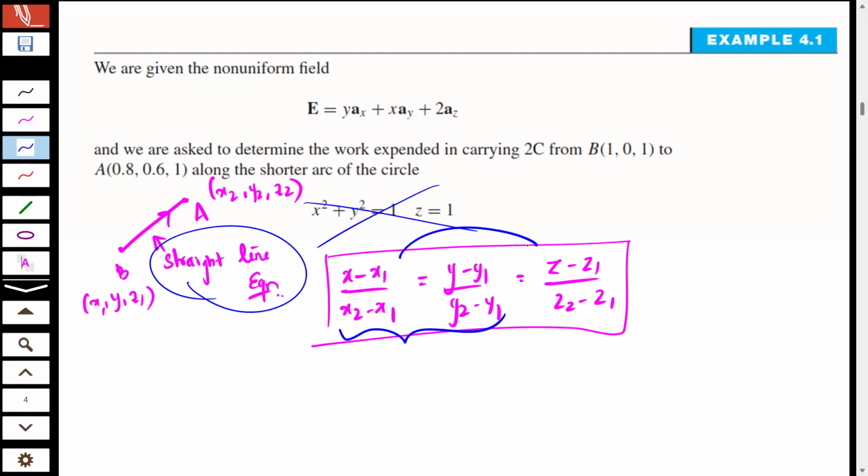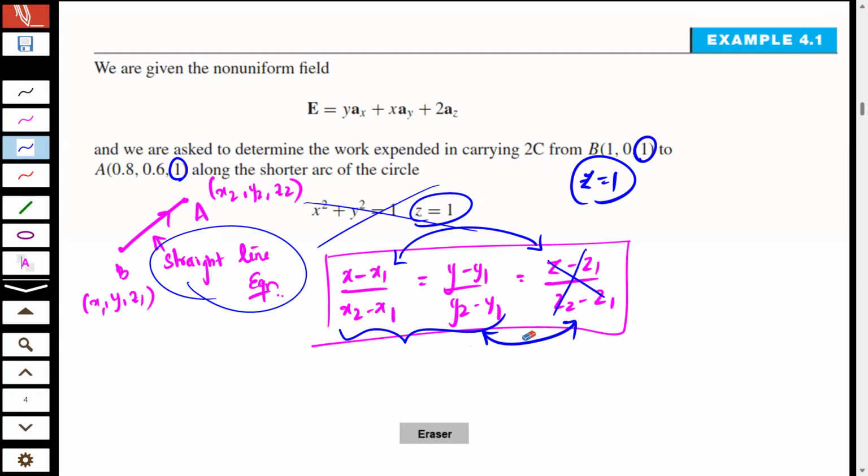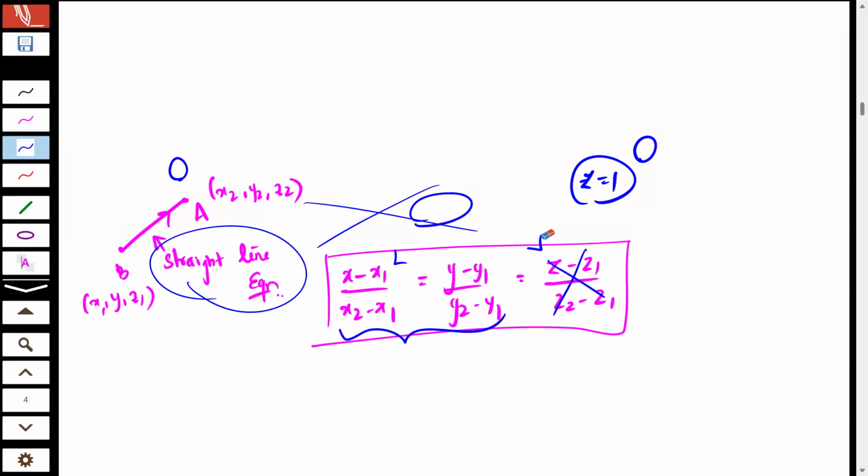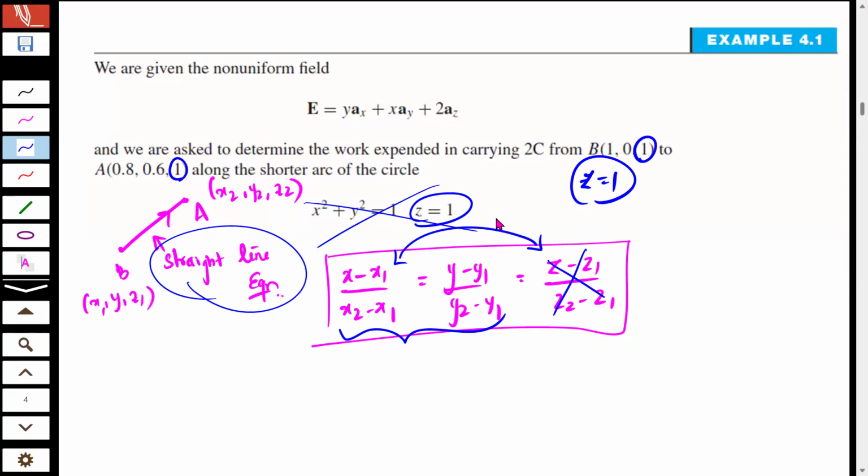I can make use of these two to get the relation between x and z. I can make use of these two to get the relation between y and z. So let us do the x and y relation first, because here z is 1, because you can consider the coordinates of B and A both have z value 1. So in that case, z is constant, so we can ignore this. We can make use of only these two relations for x and y and compute the equation of the straight line.